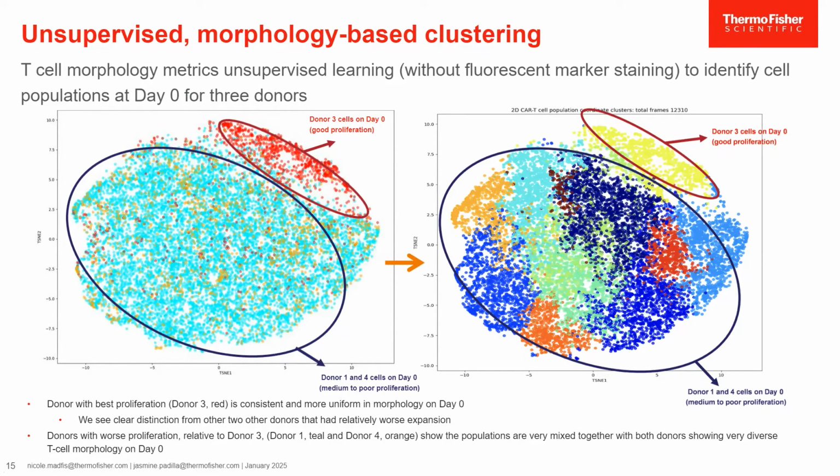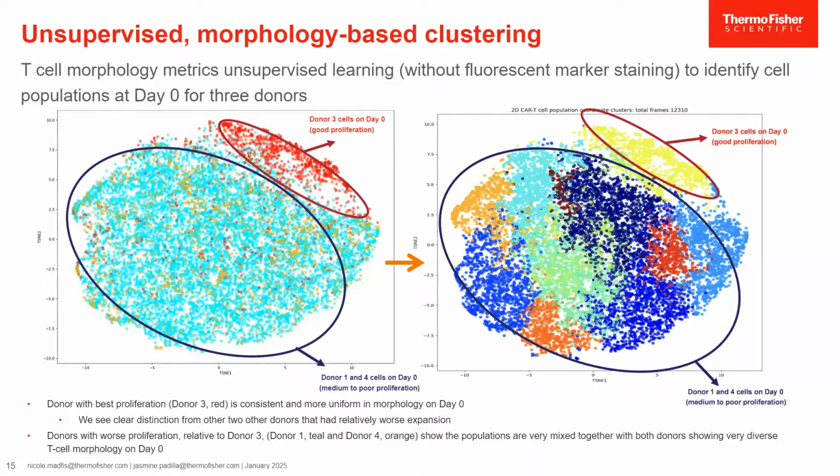For the morphology-based analysis, we used unsupervised learning without fluorescent marker staining to identify cell populations in the day 0 peripheral blood mononuclear cell samples for 3 donors to see if it reveals morphology profiles of these samples that could correlate to expansion potential. On the left, we have a projection of population morphology in a 2D space. We see a clear cluster between the donor cells that showed best expansion, aka donor 3 in the red, and the donor cells that showed worse expansion in the teal and orange, aka donor 1 and 4 respectively.